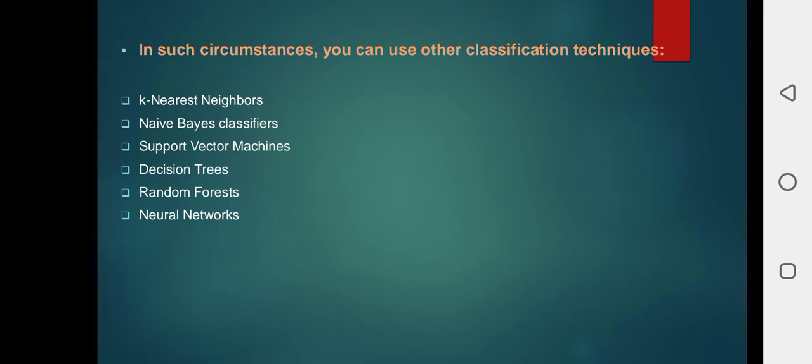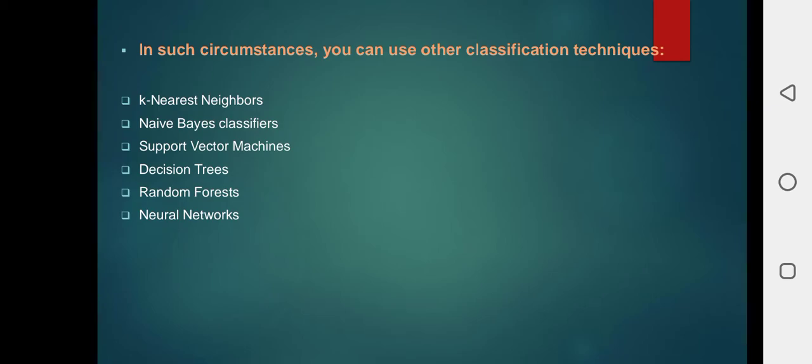First is k-nearest neighbors. The k-nearest neighbor algorithm, also known as KNN, is a non-parametric supervised learning classifier, which uses proximity to make classifications or predictions about the grouping of an individual data point. Naive Bayes classifiers: in statistics, naive Bayes classifiers are a family of simple probabilistic classifiers based on applying Bayes' theorem with strong independence assumptions between the features.